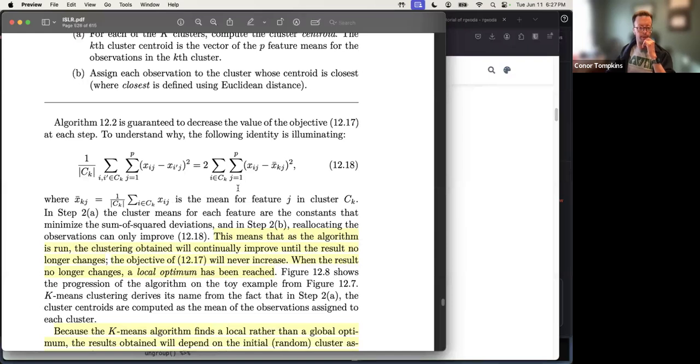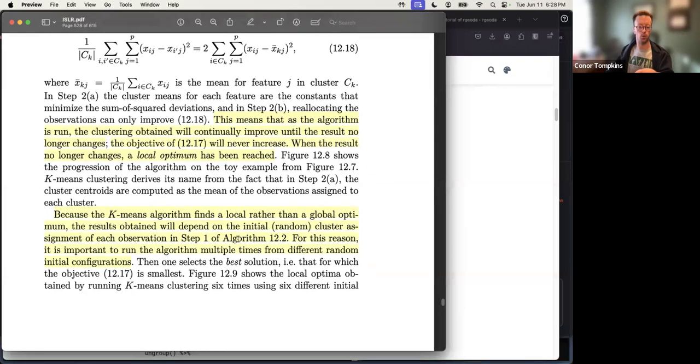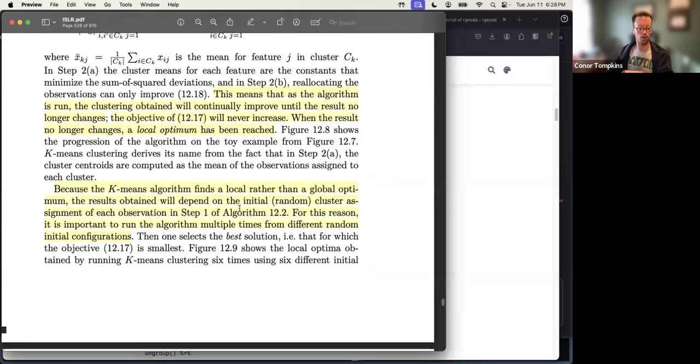So yeah, this is another iterative algorithm. It runs until the objective function stops increasing and you reach that local optimum. And again, it's local, not global. So the initial setting can influence the rest of the algorithm. So you want to run it a couple times to smooth that out.